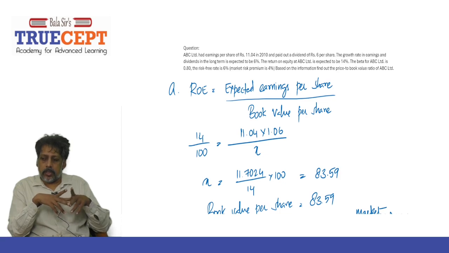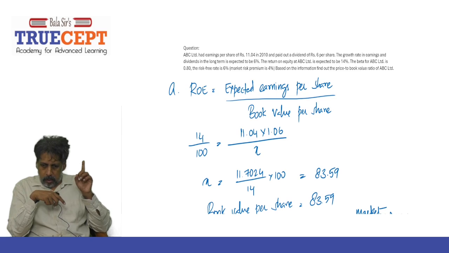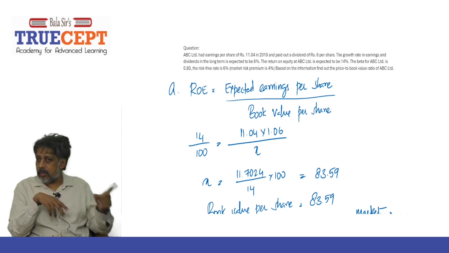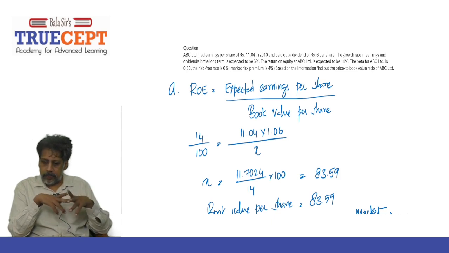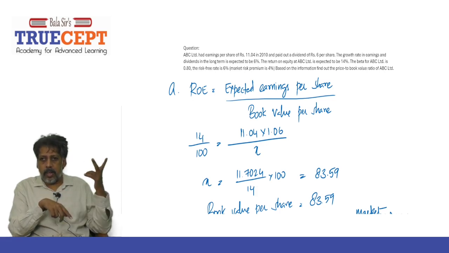Yes, Subhash, read the question for us. ABC Limited had earnings per share of rupees 11.04 in 2010. In the year 2010 that has gone by, say the current year, ABC company earned rupees 11.04. That is supposed to be the earnings per share. And paid out a dividend of rupees 6 per share. So rupees 6 is supposed to be the D0, dividend for the current year.